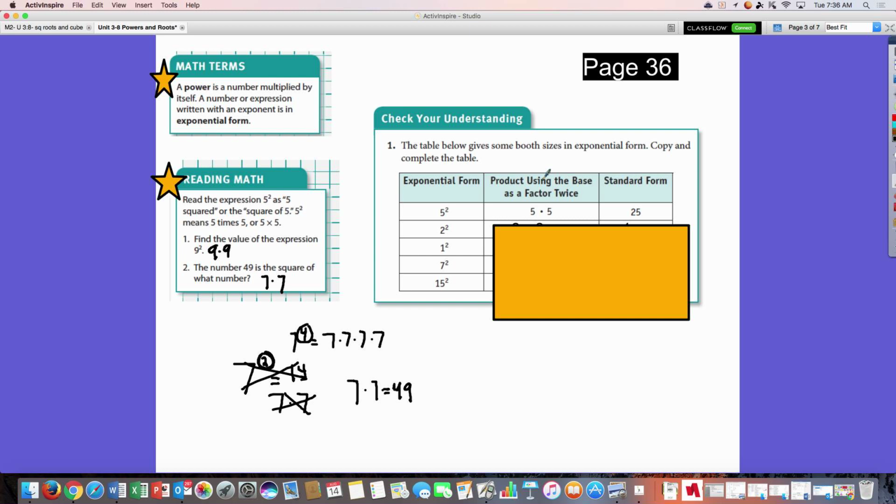Let's do a little check your understanding. When I say chicken, pause this video and fill out the rest of this chart. Chicken. Buck, buck, buck. Welcome back.